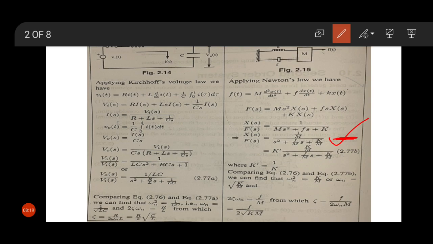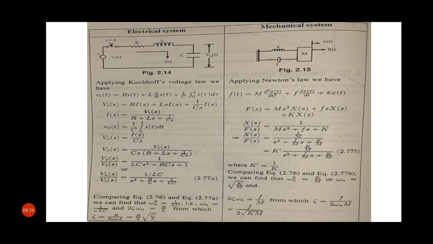See, here we compare the transfer function of mechanical system and electrical system with the standard second order equation, and from this we can find omega n. For electrical system, omega n equal to 1 by root under L C and zeta equal to R by 2 root under C by L. For mechanical system, omega n equal to root under K by M, and zeta is equivalent to F by 2 into root under K M.